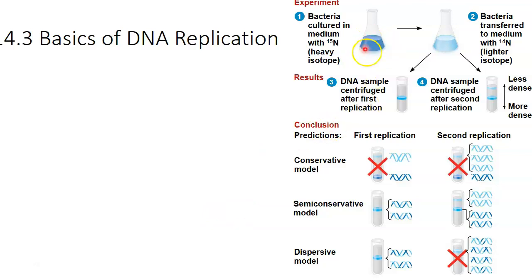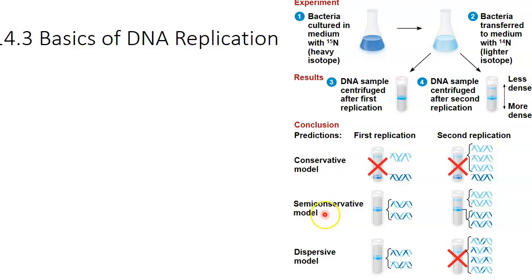They then took some of those bacterial cells and put them in a new flask that only contained N14. And they let them grow one generation. So here's the results of that. After one round of replication, they got one band towards the middle of the tube. Okay, so which models fit here?